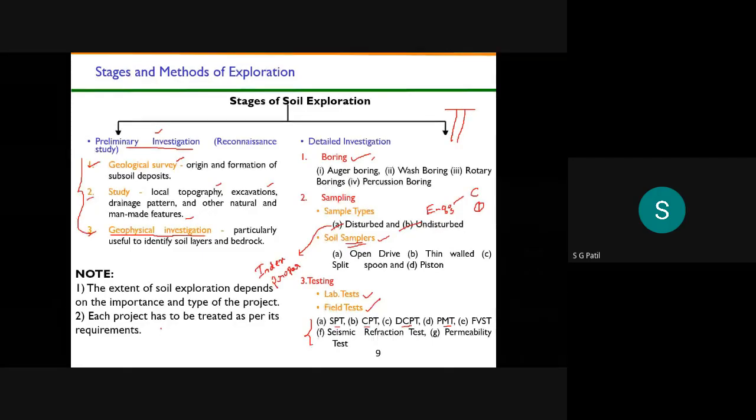So the extent of soil exploration depends on the importance and type of the project. Whether you are dealing with some small scale project, maybe an individual residential building of 1 or 2 floors, or very big structures like multi-story buildings, power plants or some dam construction. So the soil exploration extent and also the number of boreholes depend on the importance of the project, and also on the available soil strata in the site.